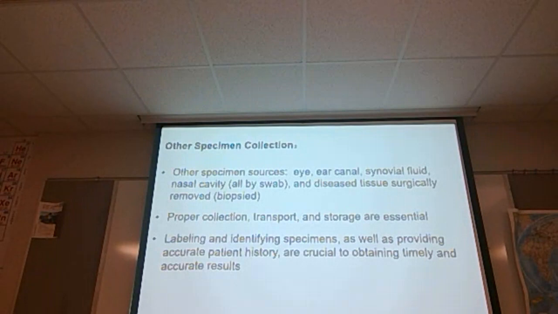Some other collections or specimen collection techniques. You can get samples from the eye, you can get things from the ear canal, synovial fluids in your joints, nasal cavities, by a swab in the nasal cavity. Anybody who's had a COVID test over the last couple of years knows all about that. Diseased tissue can be surgically removed. That process is called a biopsy. In any of these cases, the proper collection, transport, and storage is essential, especially this end part down here.